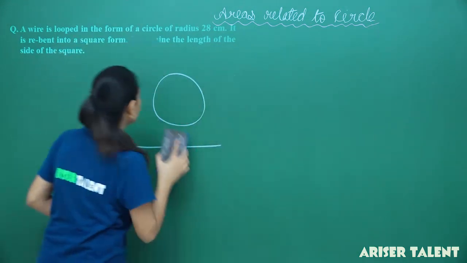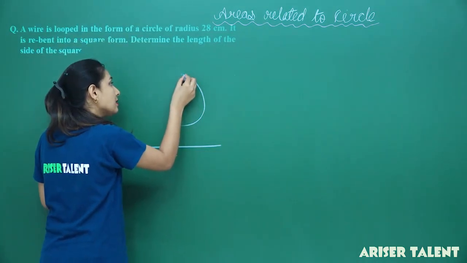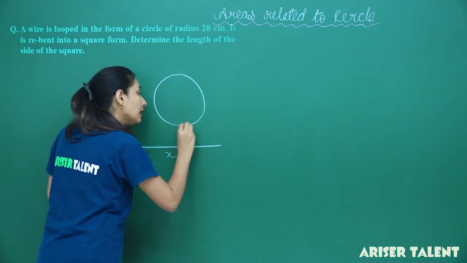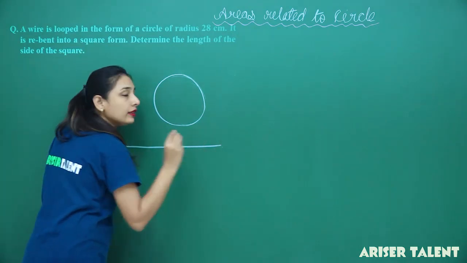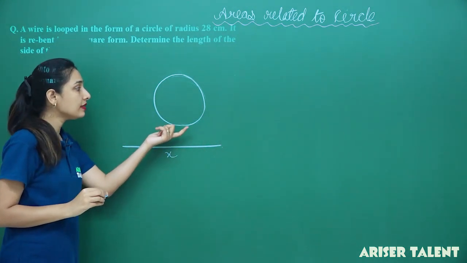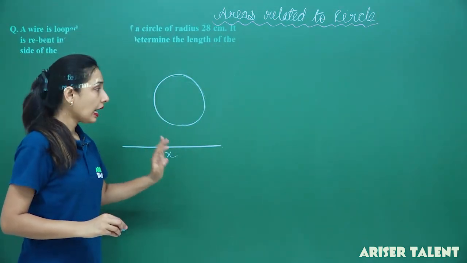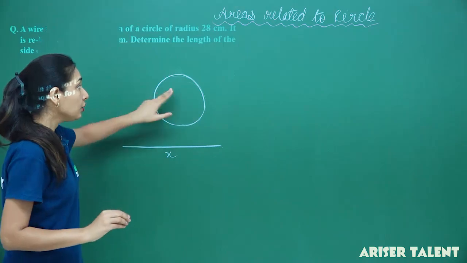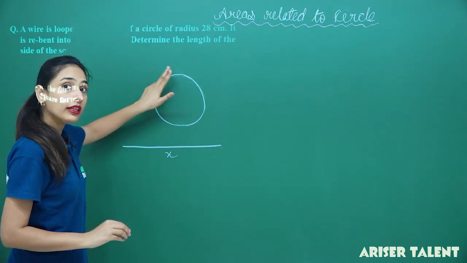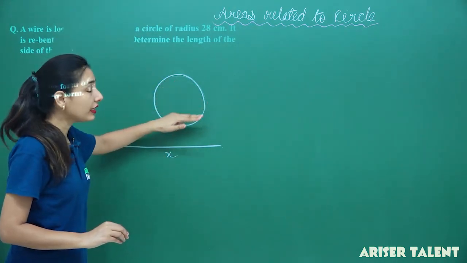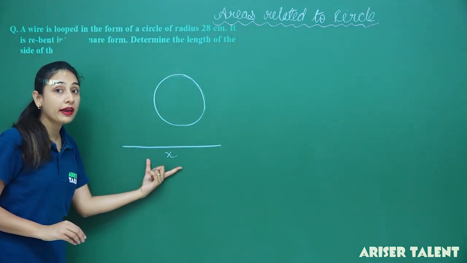So what is the relation between this line and the circle? This path or this length will be equal to what? This length. This is a wire and this is the form shaped by this wire. I haven't cut that one. I just bent it into a circle. So what will be the thing? This is the periphery, or in mathematical terms we call it the circumference. So the circumference is equal to the length of this wire.